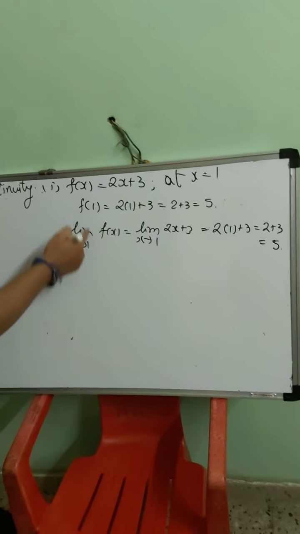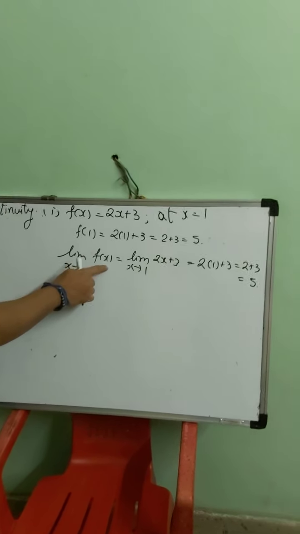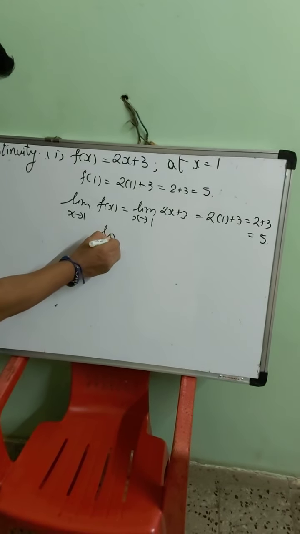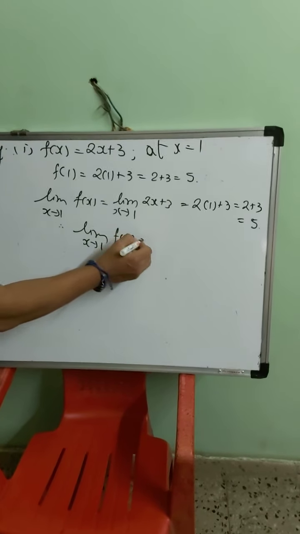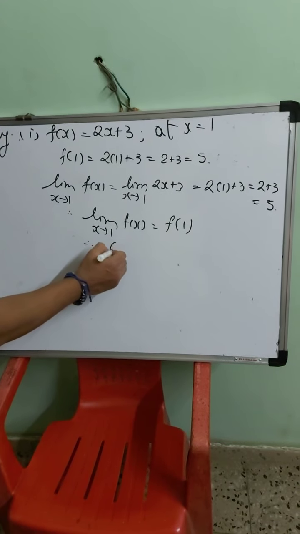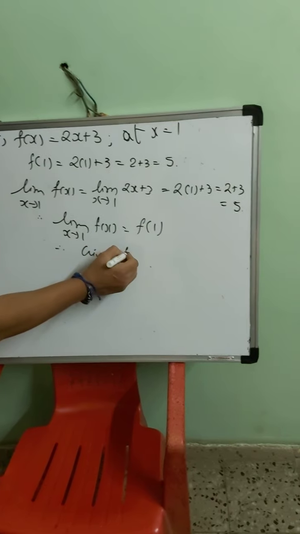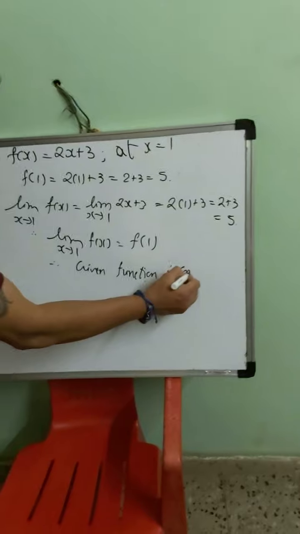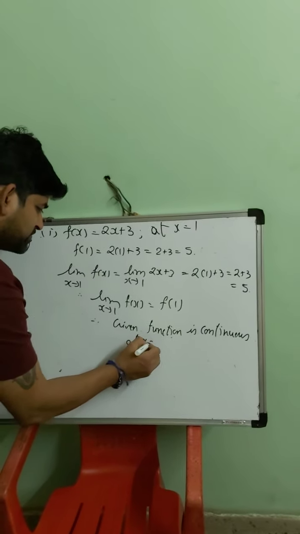So you can see over here, your first condition is f of 1, you have to find it and it exists. Limit x tends to 1 of f of x exists, and also they both are equal. So here we have limit x tends to 1 of f of x equals f of 1. Therefore, the given function is continuous at x equals 1.